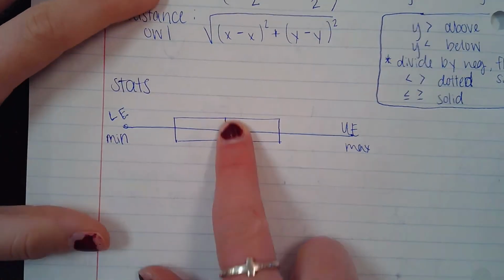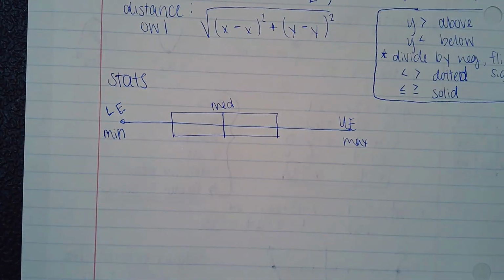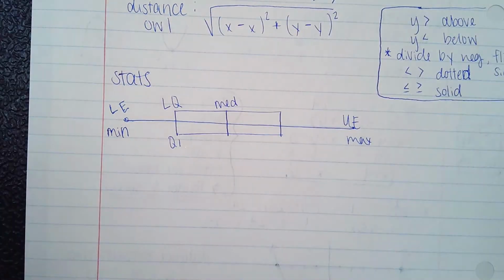The middle is the median. That's something that we've been finding since elementary school, right? Do we remember the low edge of the box? That's your lower quartile, or they might call it Q1.